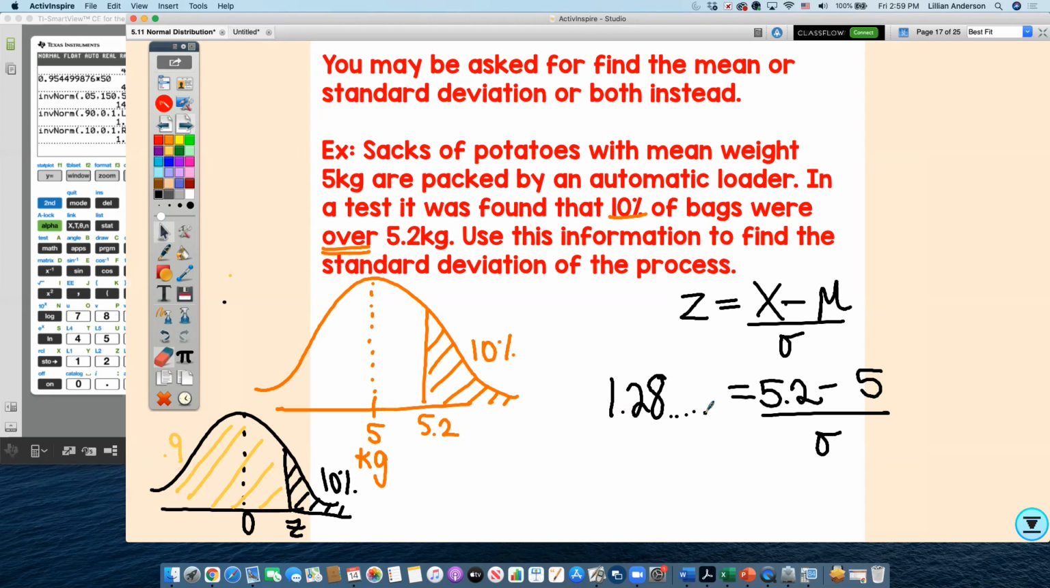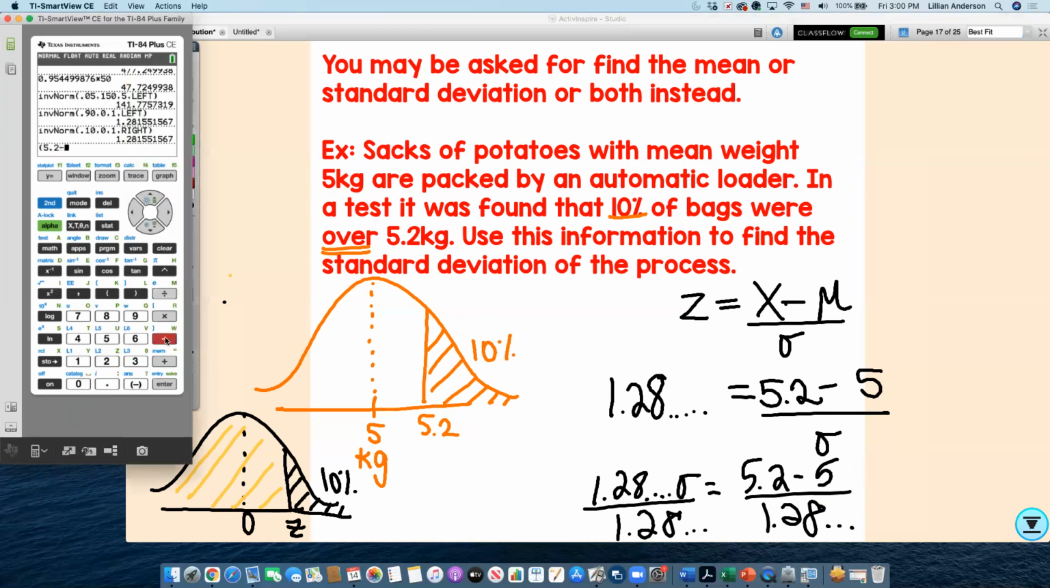So to solve, I multiply both sides by my standard deviation. I don't want to round, because that's going to throw it off. And then I'll just end up dividing both sides by that long decimal. So that's what I type into my calculator. 5.2 minus 5 divided by this long decimal that I just had. And that is my standard deviation.